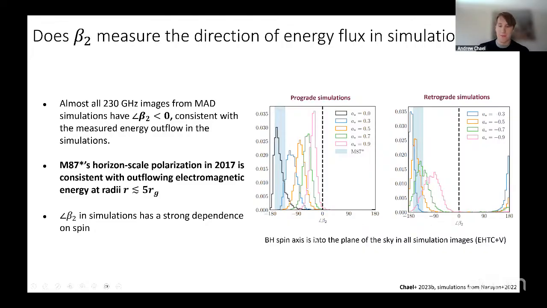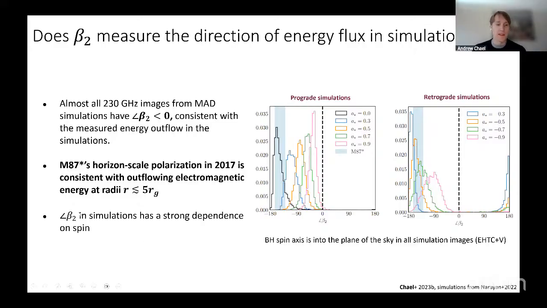Because we can actually go into the simulations and see that all of these simulations feature energy outflow on these scales, the fact that all these angle beta-2s are indeed clustered left of the 0 line tells us that this is actually a good probe of that direction of energy flow, or alternatively, the sense of the windup of the magnetic field, which is essentially the same thing. And in fact, based on our original measurement from 2017, M87's horizon field polarization is consistent with the fact that we should have outflowing electromagnetic energy on those scales. So very close to the black hole, we think we're observing electromagnetic energy flowing outward.